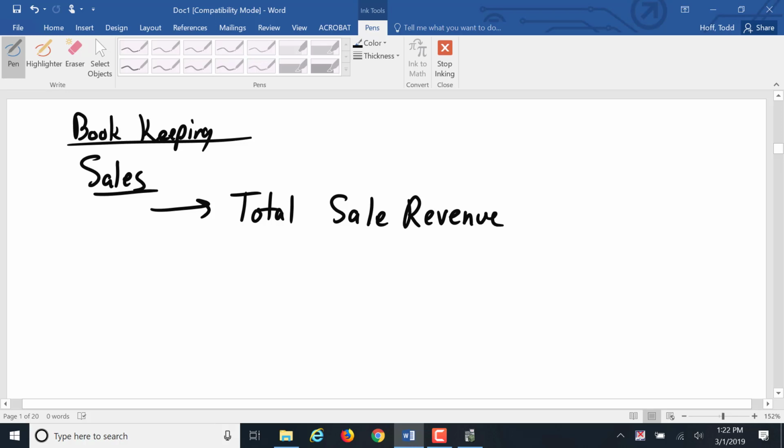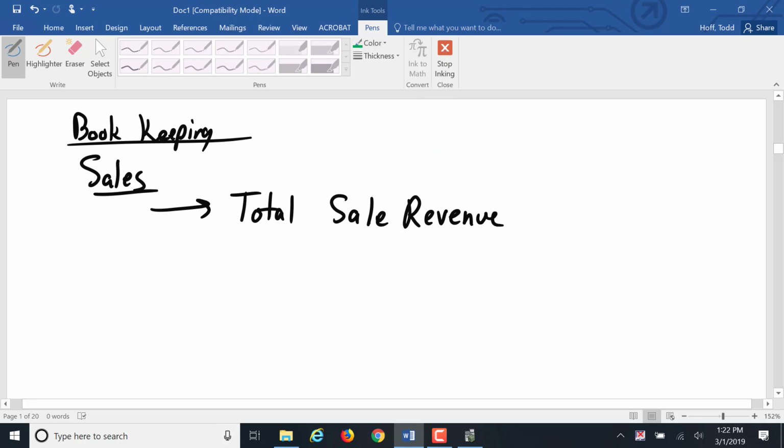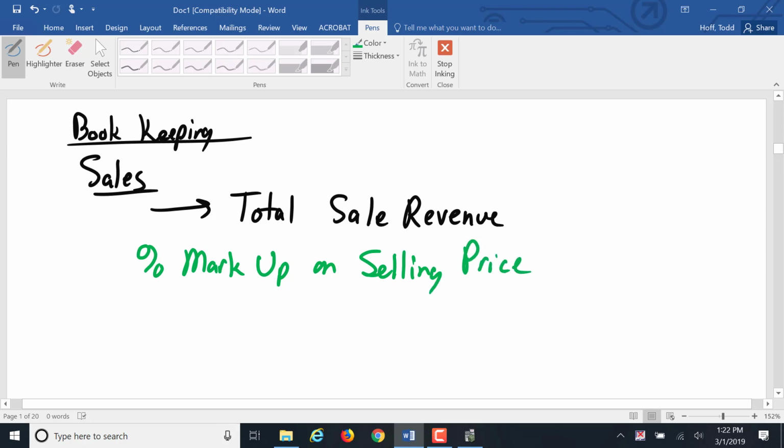If we want to go back and figure out what the total cost of those goods that we sold were, we could go back and look them all up. But if we knew what percentage of that selling price was the markup, we could go back and find the cost off of that. This is using a percent markup on selling price. We know the total amount that we sold. We can figure out the cost from that if we know what that markup is.